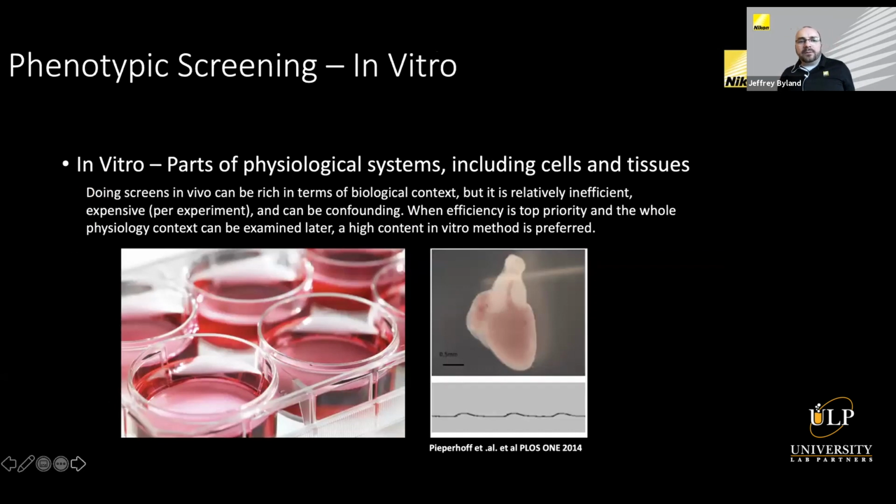then we can talk about phenotypic screening in vitro. So if we come out of the organism now and move into parts of physiological systems, including cells and tissues, then we can do even more high throughput and sometimes more high content as well, because we don't have to take care of an entire organism. We're just looking at a piece. And that can include a whole organ, but most of the time we're talking about cells in culture, and we're looking at cells. And this can help us get an idea of what's going on at the molecular and cellular level.